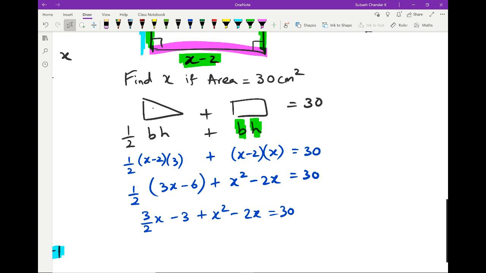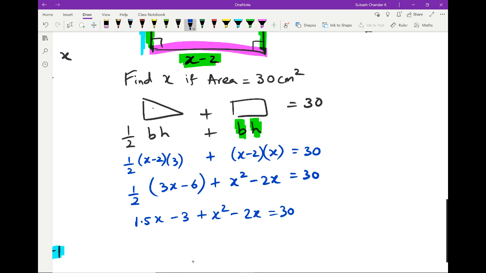Now you're thinking, oh man, there's this 3 over 2x. I'm not going to lie, it is horrible. If you want to change it to 1.5x, you can, because 3 over 2 is 1.5. But don't panic. I will show you how to manipulate that as well.